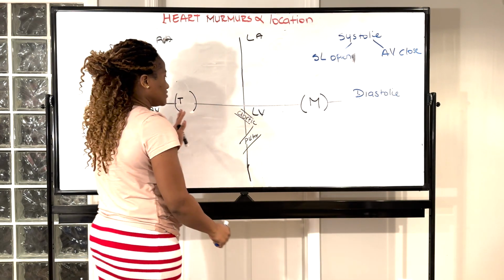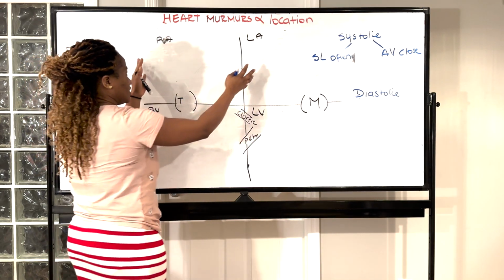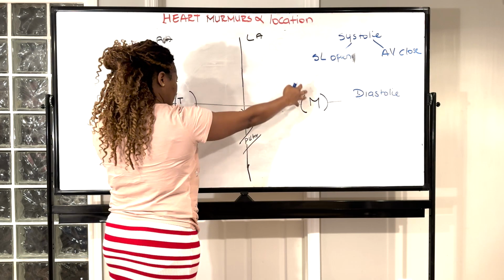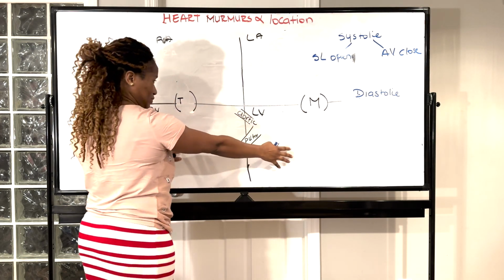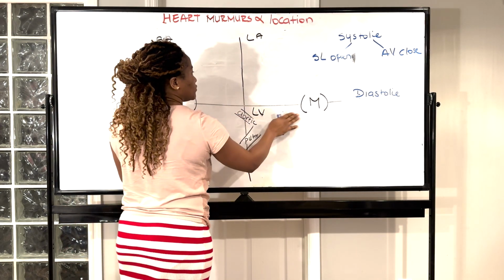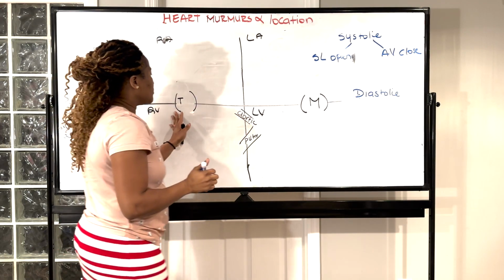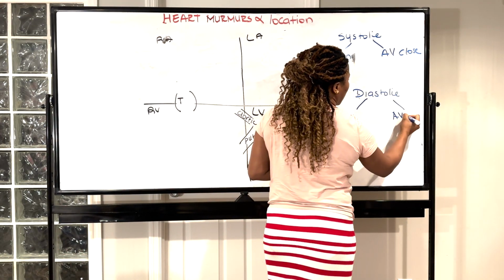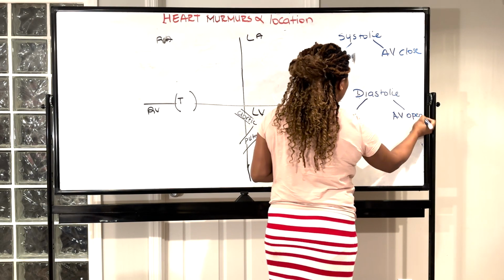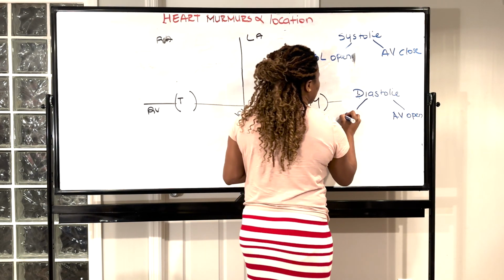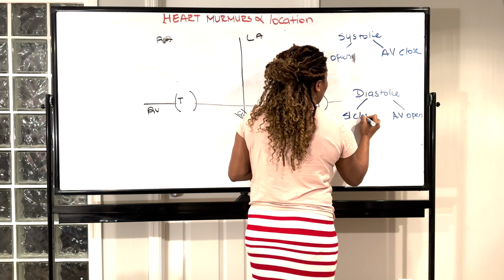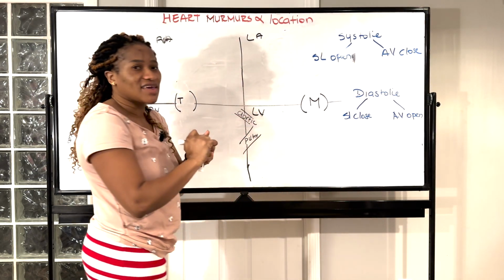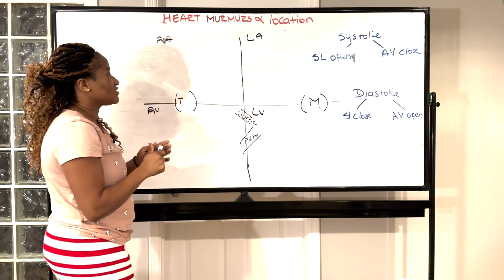Now during diastolic, what happens? During diastolic, the blood gets from the atrium into the ventricle through these AV valves. So here, AV valves open and SL valves close. Very basic. We're getting there.